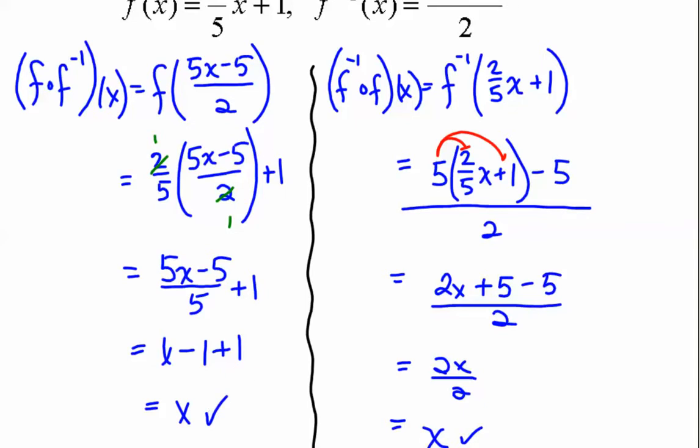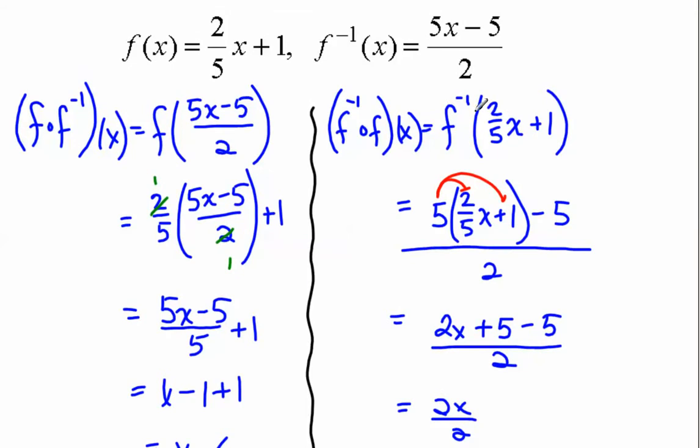But I have to verify that it works the same way the other direction. Okay, so f inverse of f of x is going to be f inverse of whatever f of x was, and that was that 2/5 x plus 1. Okay, so now, let me scroll up so you can see that a little bit better. I need to take all of this stuff and replace this x up here by the 5 with this expression. So it's 5 times that whole quantity minus 5, because that's the rest of this up here, all over 2.